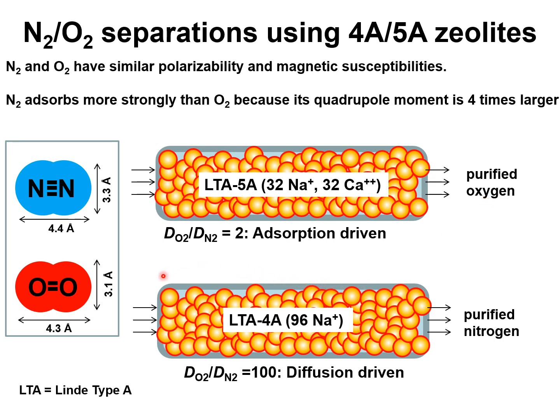The situation is different in a fixed bed packed with LTA 4A zeolite, in which the windows separating the cages are partially blocked by the sodium cations. This partial blocking of the windows enhances the diffusion selectivity in favor of oxygen, and the ratio of diffusivity of oxygen to that of nitrogen is 100.